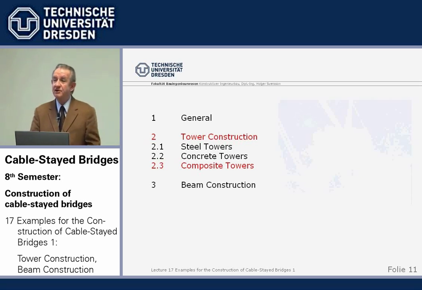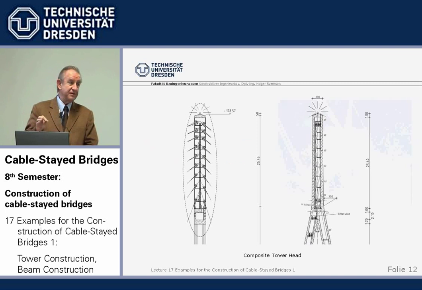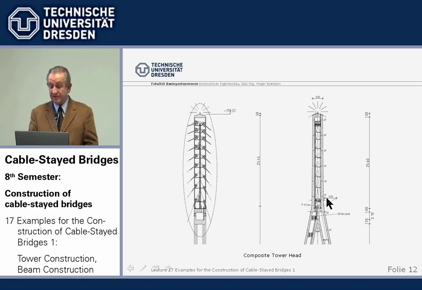The third material, as always, composite towers. Now, composite towers are composite only in the upper part of the cable anchorage. The bottom part is a regular concrete tower, but the cable anchorage is in steel. We see here a cross-section where we have a steel box, and inside the steel box, the stay cables are anchored.